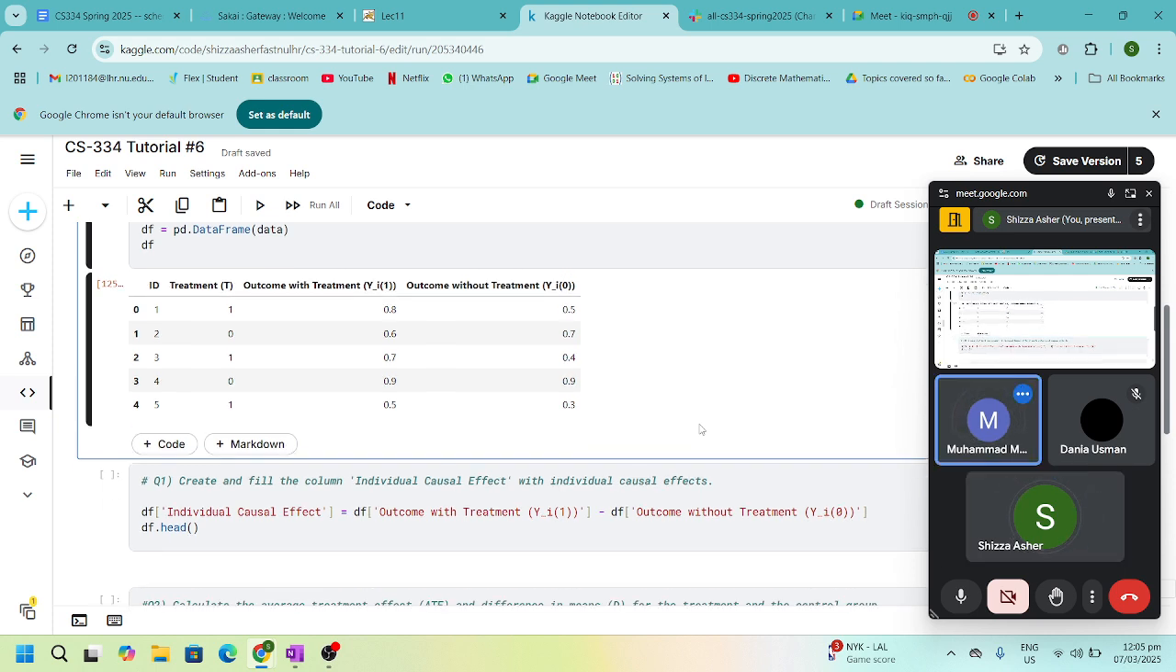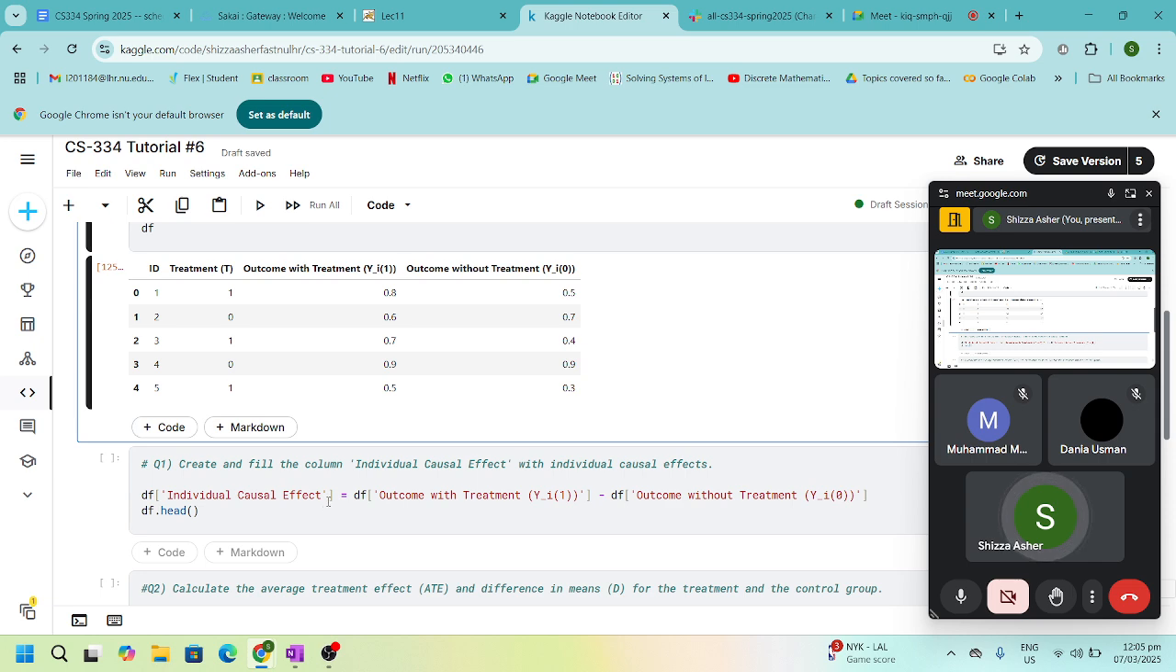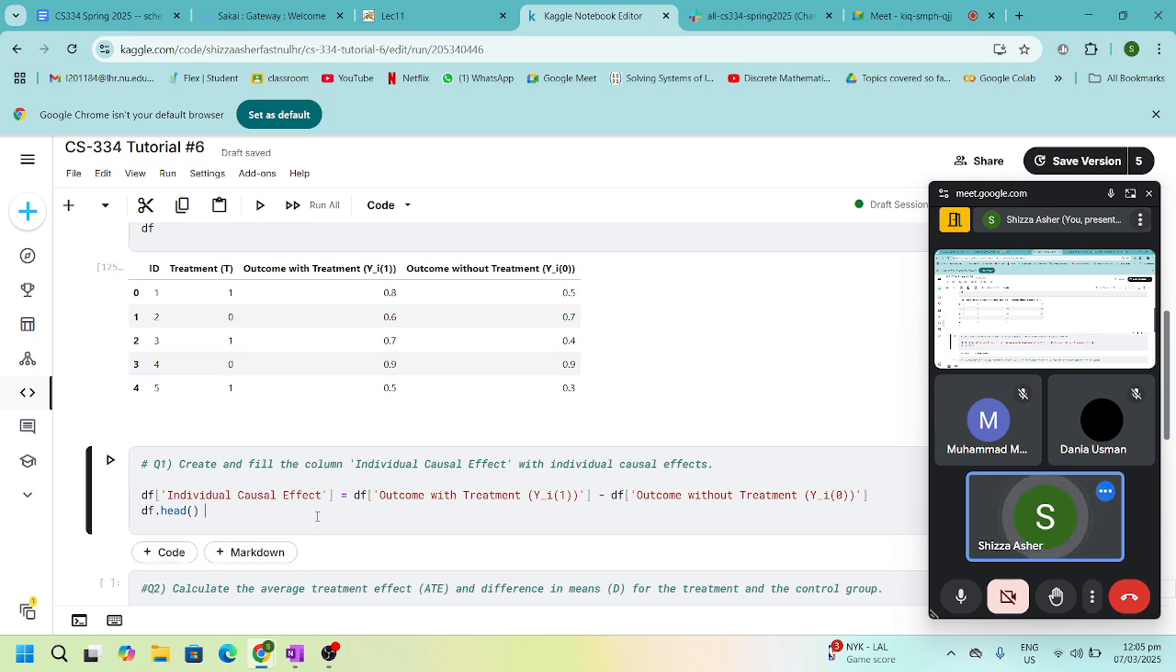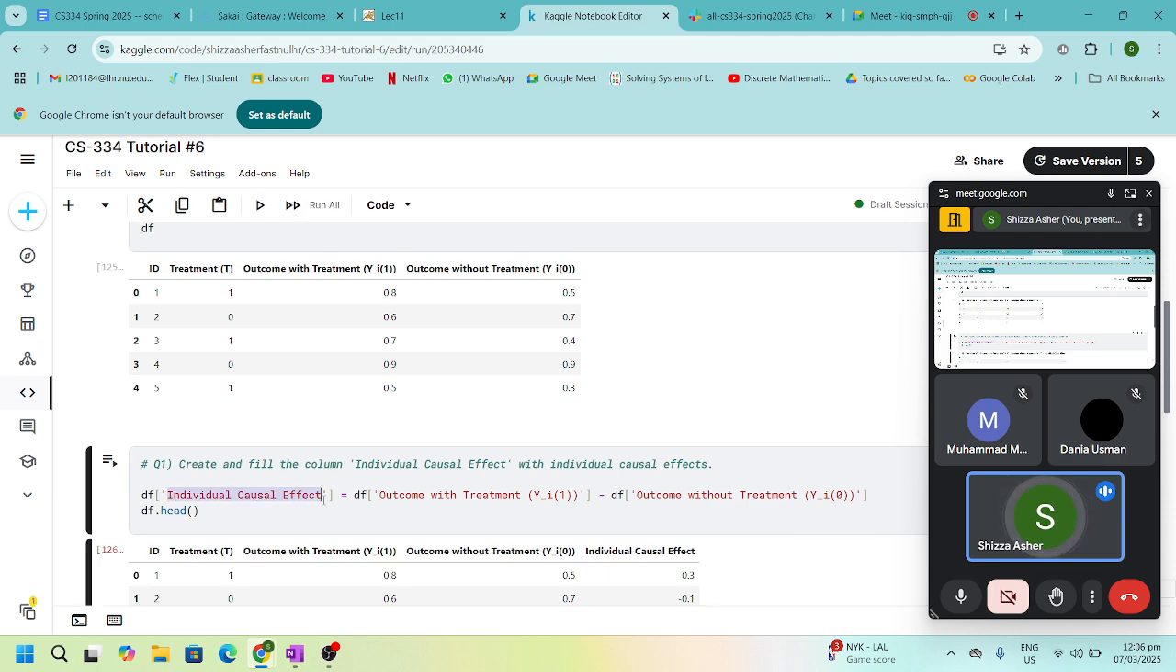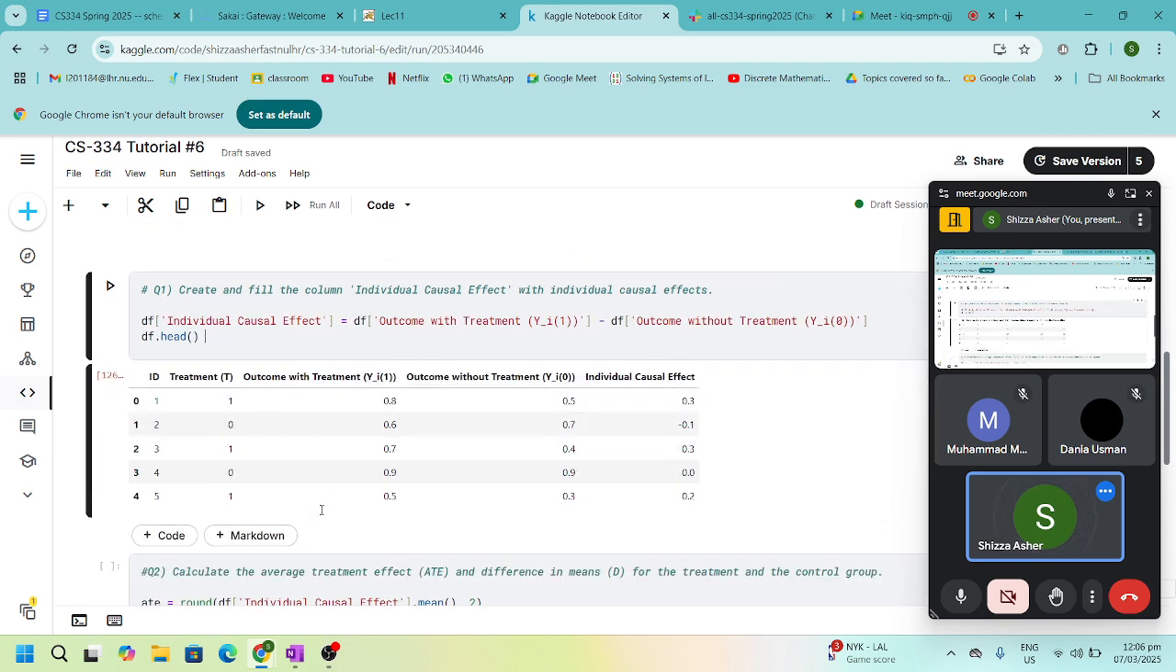Okay. So essentially, if you want to find the individual treatment effect or the individual causal effect, that is just yi1 minus yi0, right? So I've written a very simple command to do that. I think everyone here should know how to do that in pandas. And then I have added that as a column called individual causal effect. Hence, I have the individual causal effects for all of these.